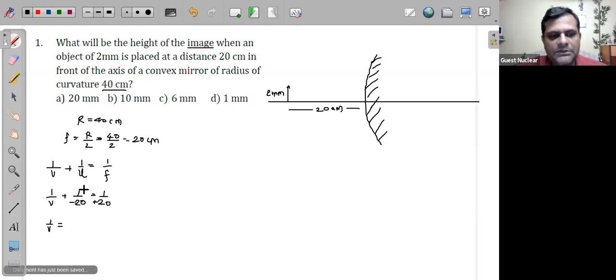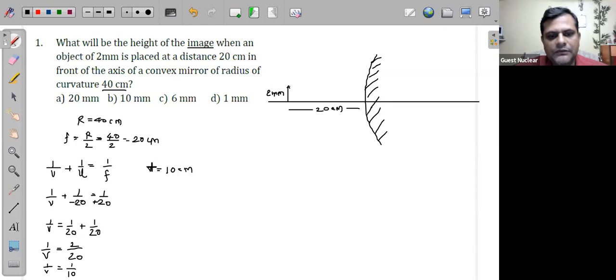इस -1/20 को उस तरफ शिफ्ट कर देंगे, जिससे हमको मिलेगा 1/20 plus 1/20 once again, which happens to be actually 2/20, and 2/20 मतलब 1/10. So since this 1/v is equal to 1/10, it means v must be equal to 10. So v is obtained to be equal to 10 here, 10 centimeter.